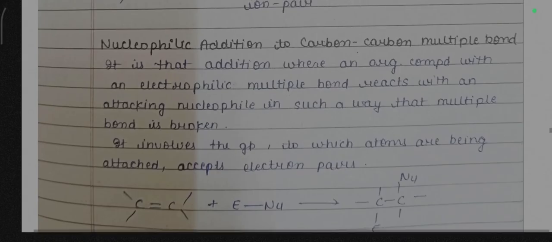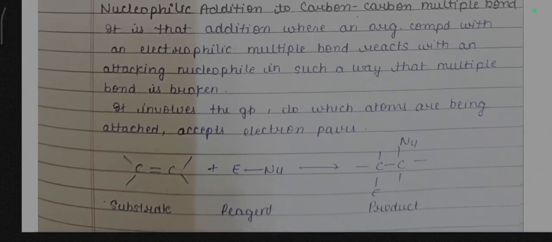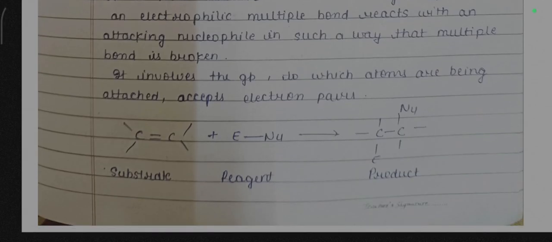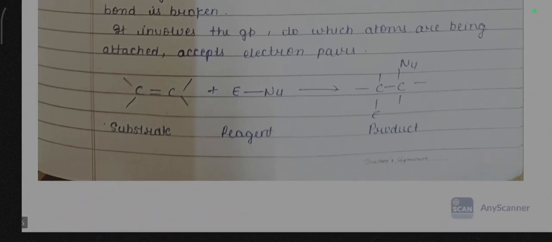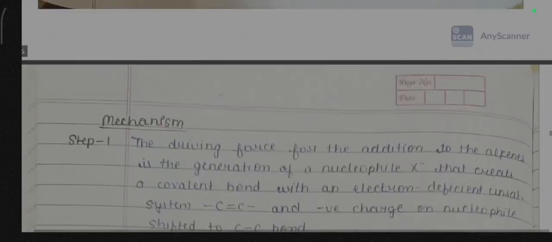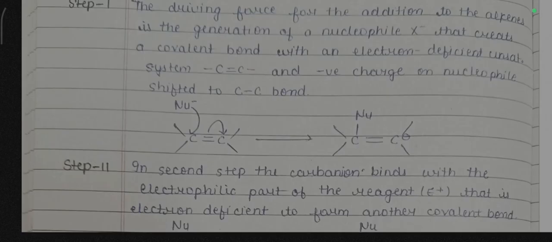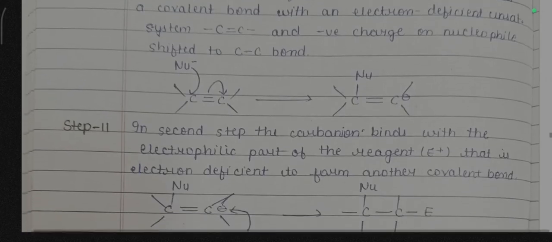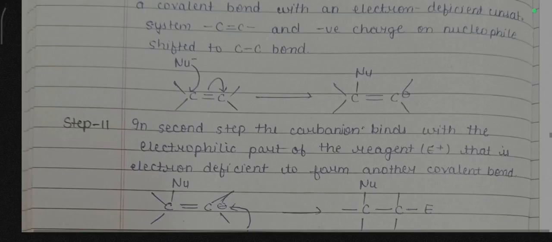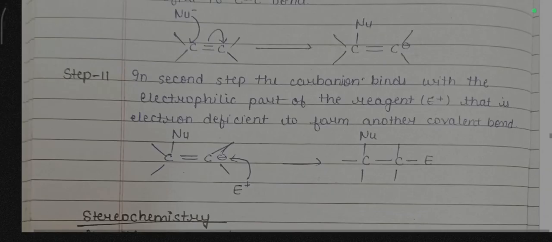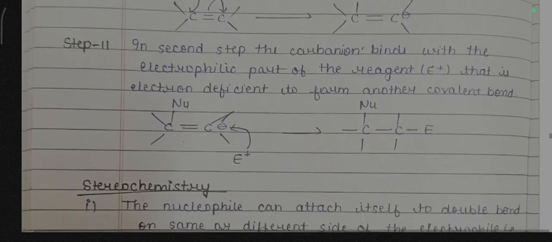Nucleophilic addition to carbon-carbon multiple bond. It is that addition where an organic compound with an electrophilic multiple bond reacts with an attacking nucleophile in such a way that the multiple bond is broken. It involves the group to which atoms are being attached accepting electron pairs. Mechanism. Step 1. The driving force for the addition to the alkenes is the generation of a nucleophile, X negative, that creates a covalent bond with an electron deficient unsaturated system. Carbon double bond carbon, with the negative charge on the nucleophile shifted to carbon. Step 2. In the second step, the carbanion binds with the electrophilic part of the reagent that is electron deficient to form another covalent bond.